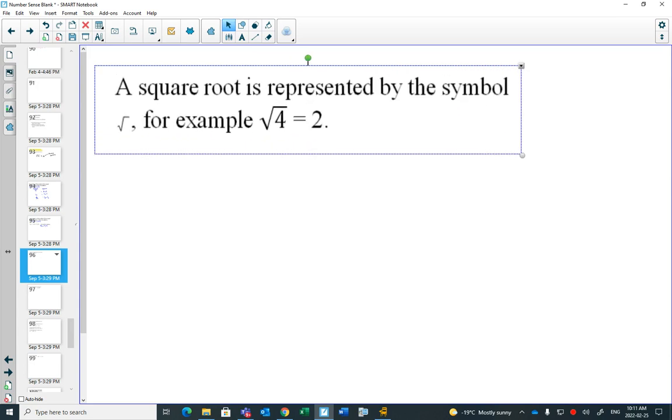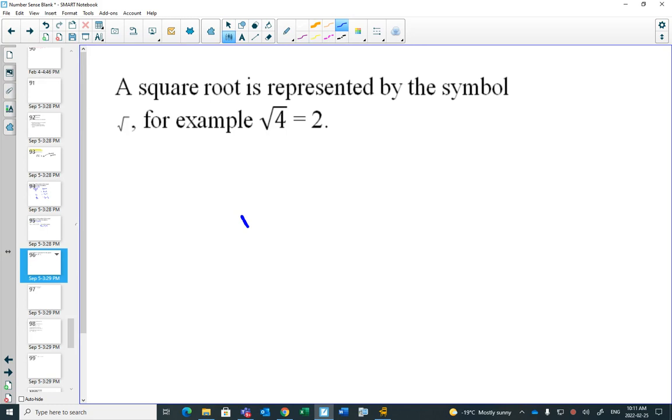Okay? Have you seen the square root symbol before? Do you know where it is on your calculator? Okay? So can you show me that you know where it is on your calculator by showing me what the square root of 5 is equal to?